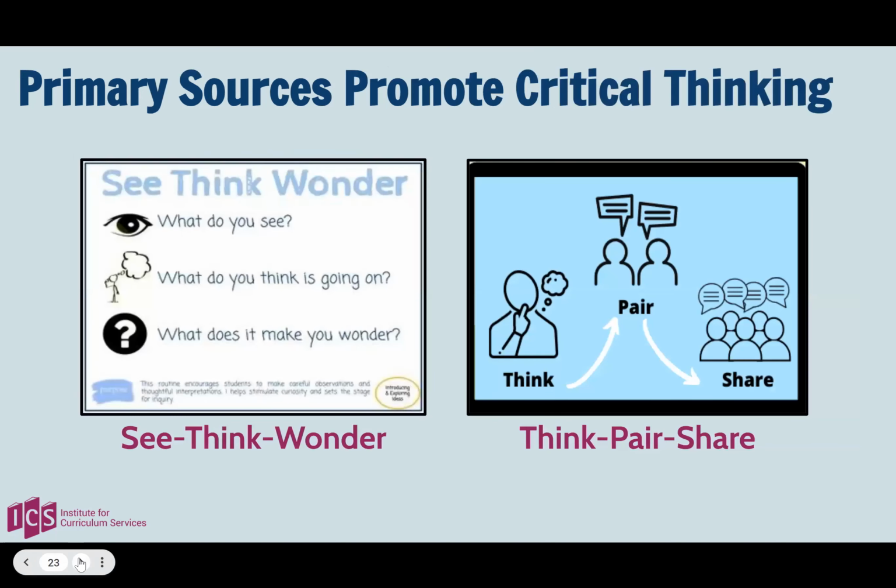Using primary sources can help students think critically and deeper about topics than if they were just reading a summary. You can see two strategies here: see, think, wonder, and think, pair, share. These are two strategies that you can use, or possibly already are using in your classroom with your students, to help promote that critical thinking.